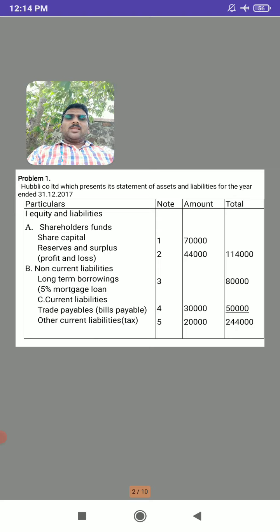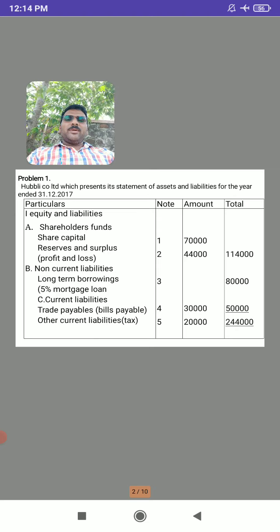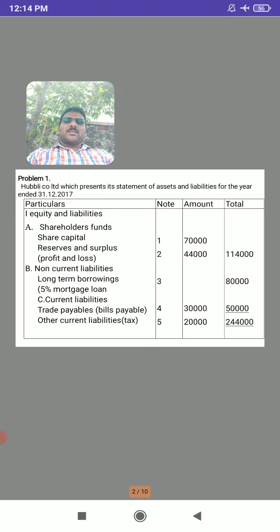So here the problem is Hubli Company Limited, which presents its statement of assets and liabilities for the year ended 31/12/2017. Shareholders' funds: share capital is note 1, and the share capital is 70,000. Reserves and surplus, given as profit and loss, is 44,000, and the total shareholders' fund is 1,14,000.